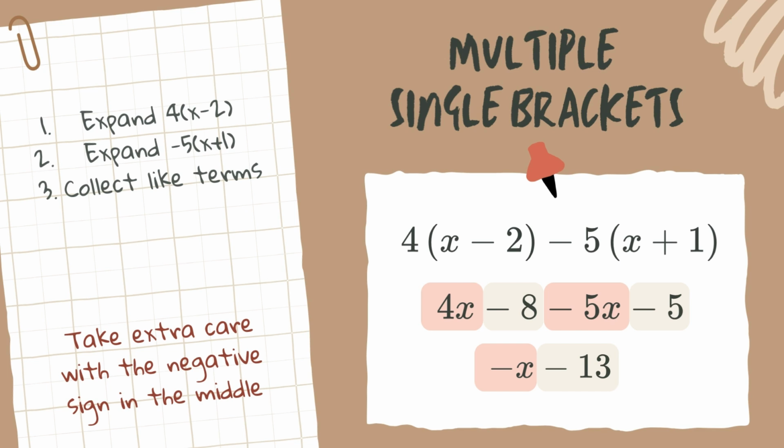If we combine the like terms, 4x minus 5x will give us minus x, and minus 8 minus 5 will give us minus 13.